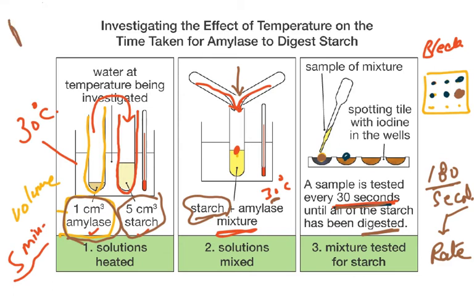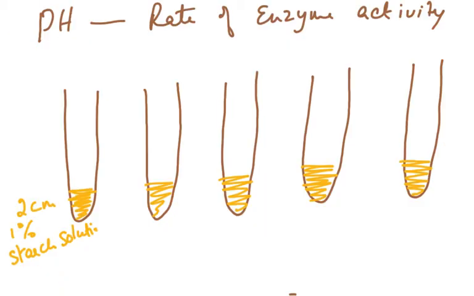Now you will repeat this experiment at the other 4 temperatures, whatever temperatures you've chosen, whether you've chosen 30, 35, 40, 45, and 50. So you will repeat these at the other temperatures. And this is how then you will plot a graph and see the effect of temperature on the rate of enzyme activity. Now we're going to study the effect of pH on the rate of enzyme activity.